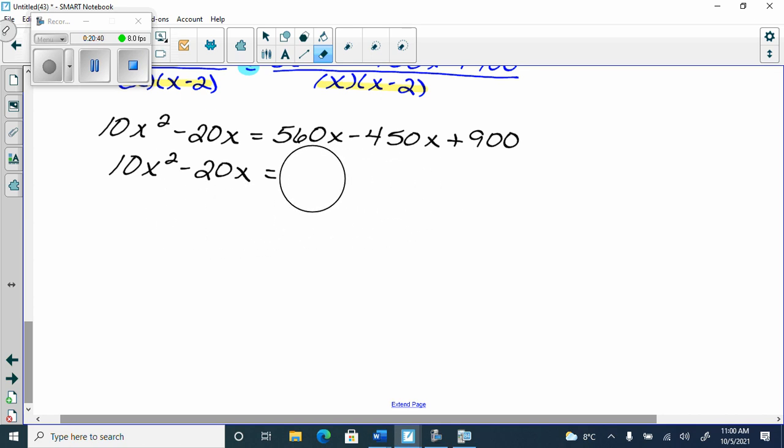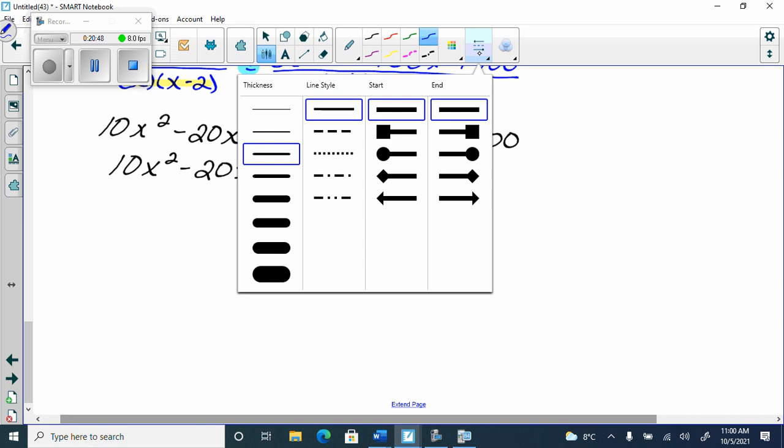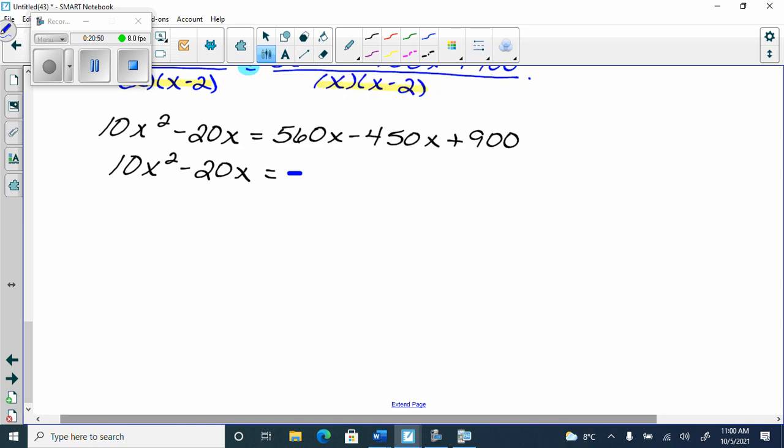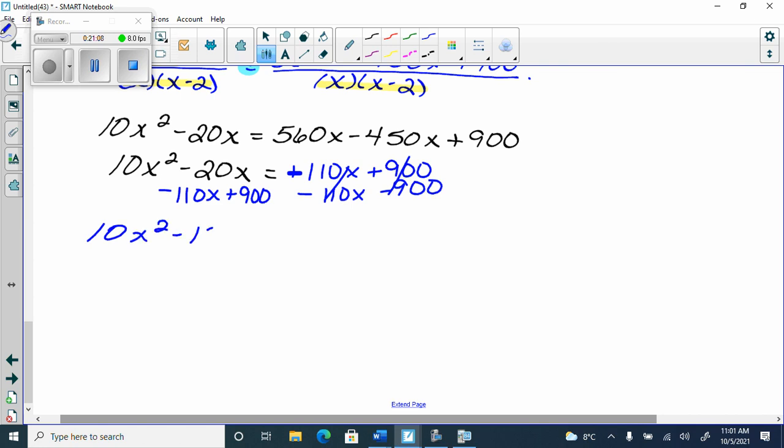Oh, so much work. God. I would have caught myself when that was a terrible answer. All right. So, negative 110, positive 110, x plus 900. You guys, you let me go that long. Don't feel bad about yourselves. That was a lot of work. That was wrong. 10x squared minus 130x.